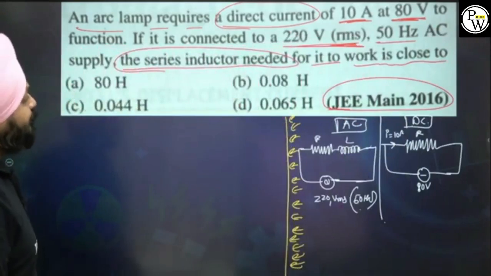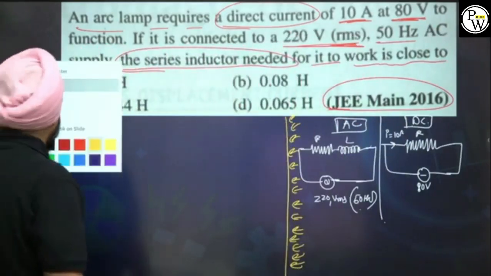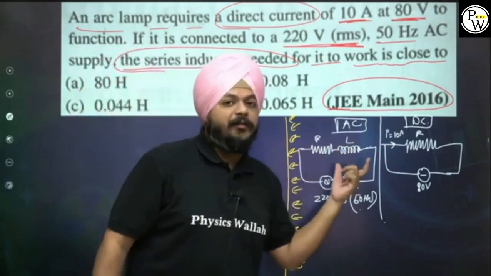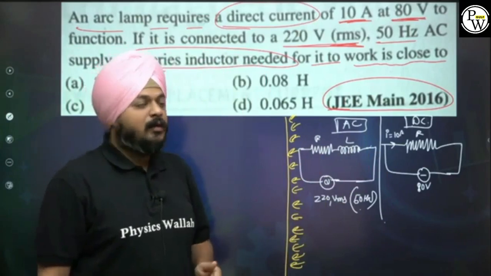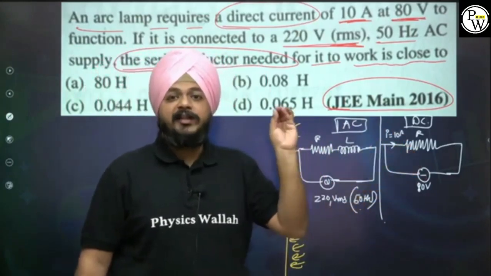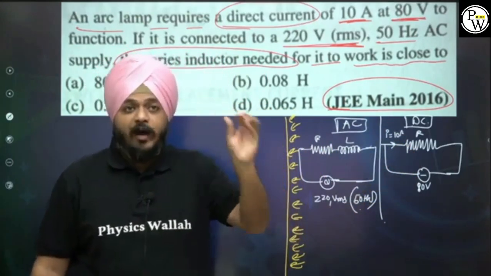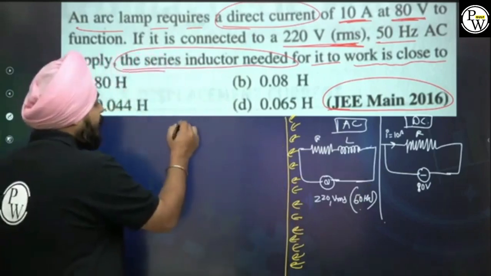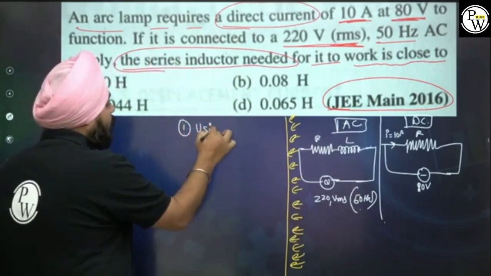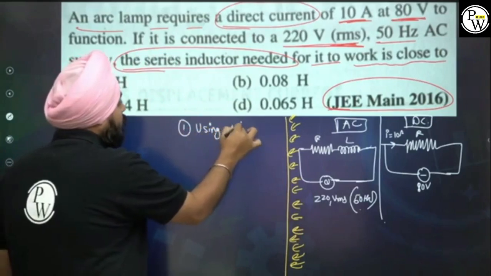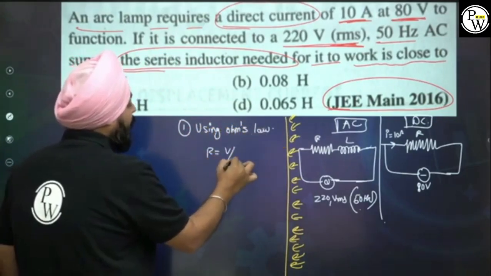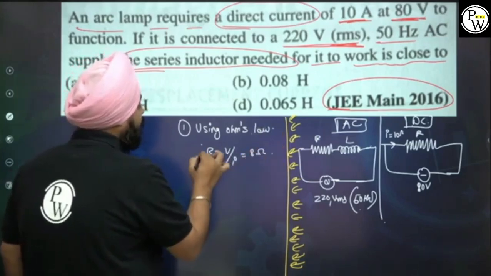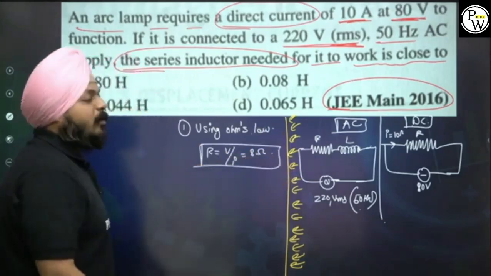Right now, it's a very simple thing. First of all, we are going to calculate this. In both of the circuits, the value of R is needed to evaluate. So first of all, from the DC circuit, using Ohm's law, we are going to calculate the value of R. So the first step, using Ohm's law, the value of R will be V by I, that is going to be 8 ohm. Now successfully we calculated the value of R.